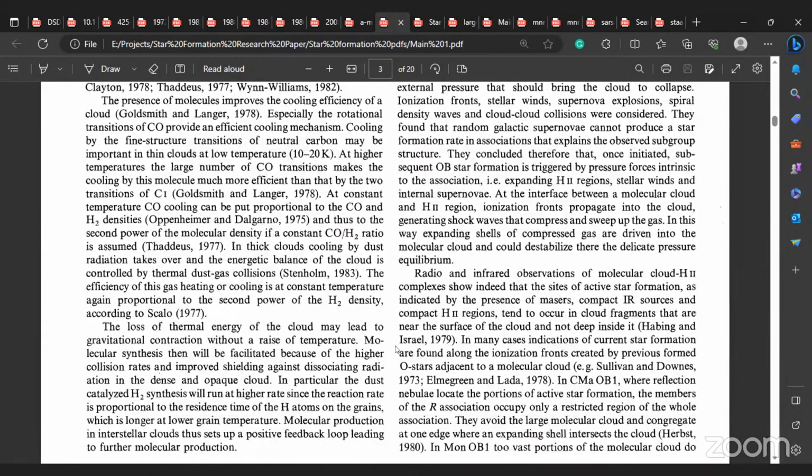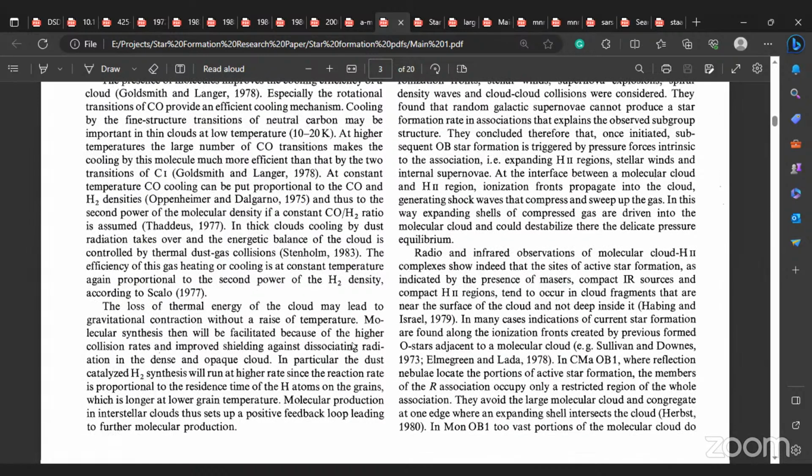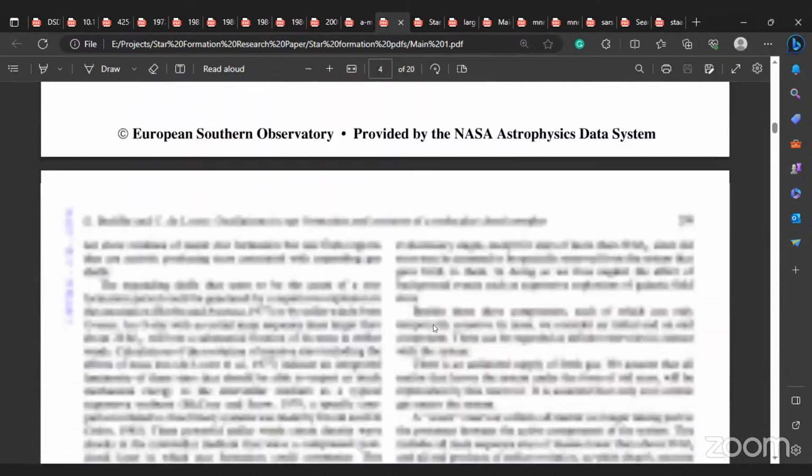And after that, there are a lot of things, like how the loss of thermal energy may lead to gravitational contraction without a rise of temperature. Right now it's just discussing how the H2 clouds collapse. So it is telling about everything in detail.